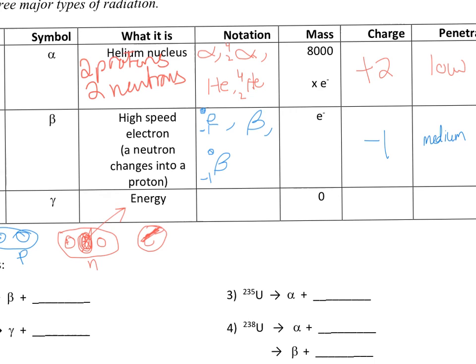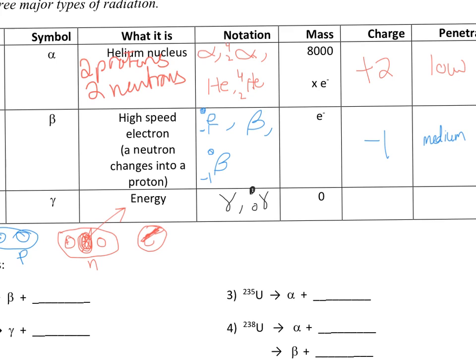Let's look at gamma next. So the Greek alphabet goes alpha, beta, gamma. Gamma is not actually a particle. It's not matter. It doesn't have mass and volume. It's just a type of energy. And so the notation for it is the Greek letter gamma. Sometimes you can write it that way, and other times you can write it with its atomic and its mass number.